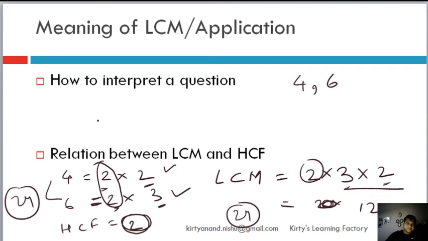So, clear. Now we will talk about how to interpret a question. It is very simple. A lot of teachers, and I've seen such methods, tell you that if they ask for multiples, etc., understand that you have to find out LCM.